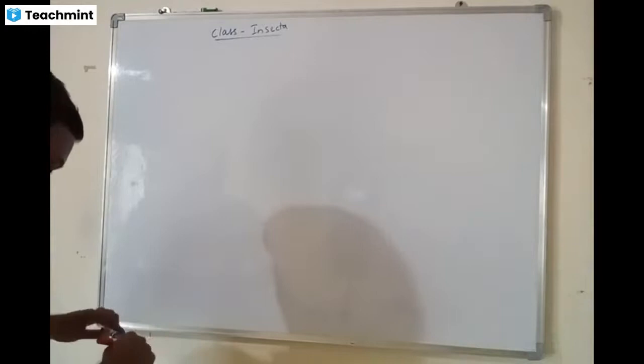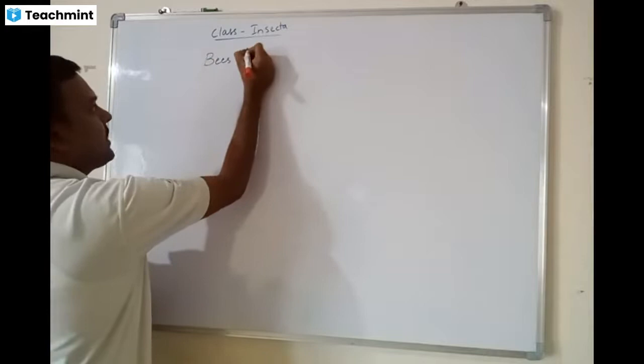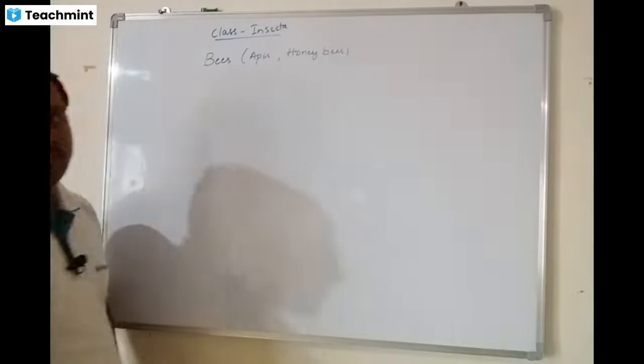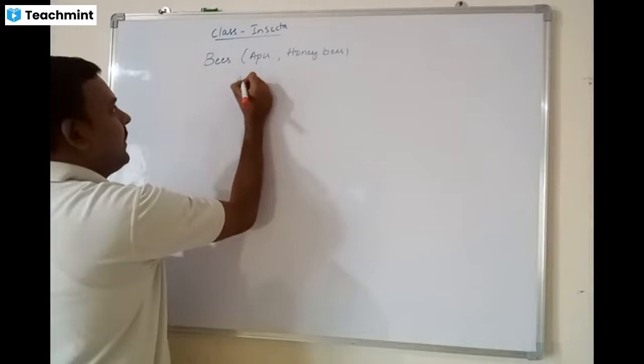So bees, generally called Apis, are also called honeybees. We have four varieties of bees. One is Apis dorsata.